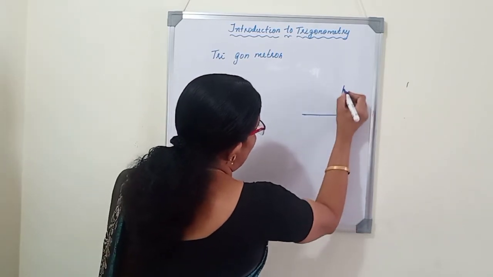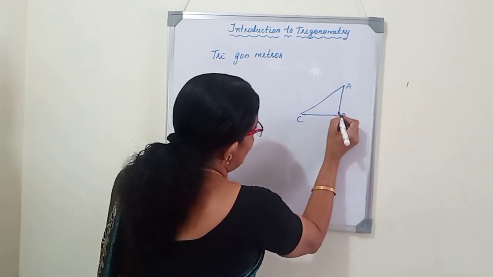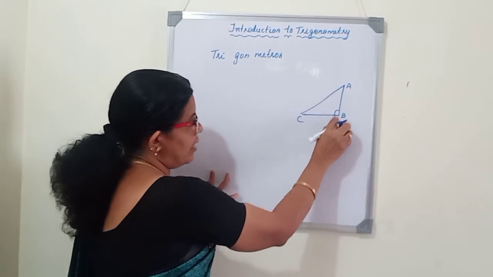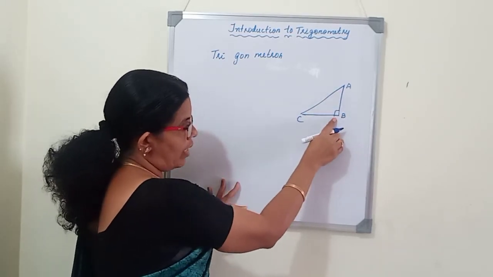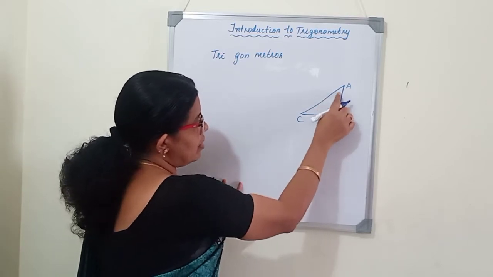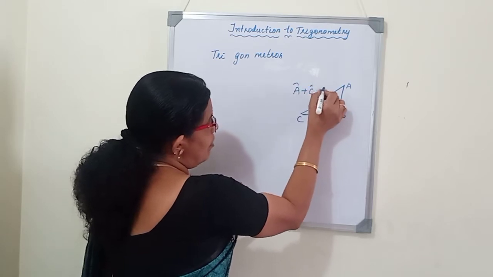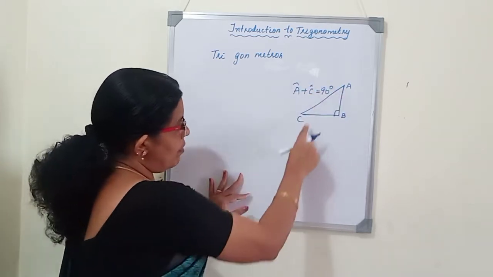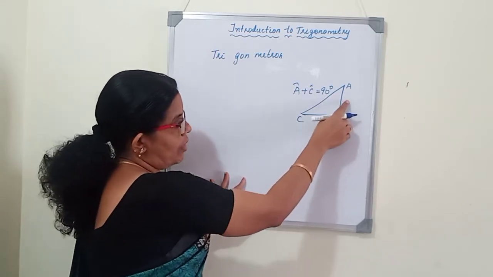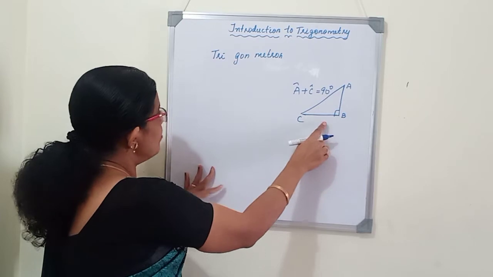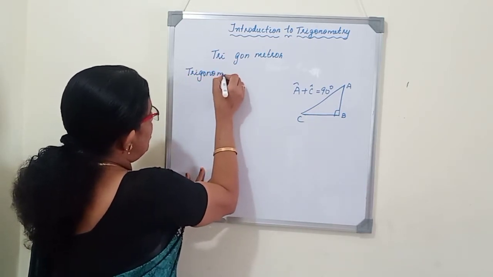If we draw a right angle triangle ABC, we know that angle B is 90 degree. If B is 90 degree, angle A and C will be acute angles because the sum of the three angles will be 180. One angle is 90 degree means the sum of the other two angles together will be 90 degree. So both the angles will be acute angles. So with respect to these acute angles, first we will learn about some ratios with respect to the sides of a right angle triangle. It is called trigonometric ratio.